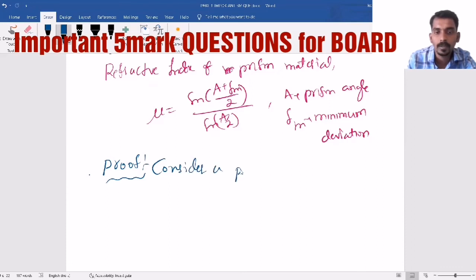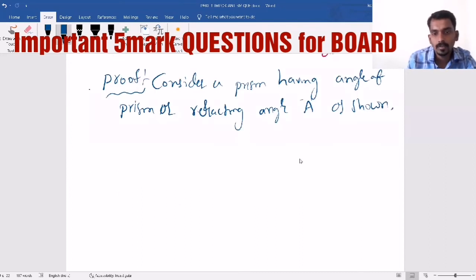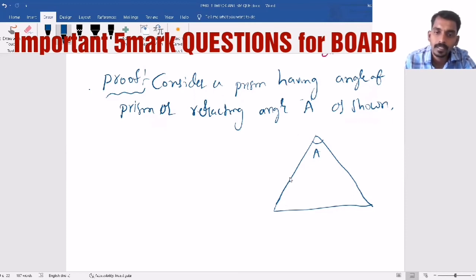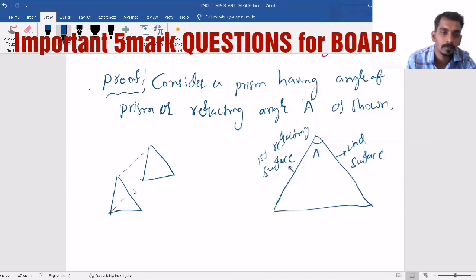Now the very first thing is, consider a prism having angle of prism or refracting angle A as shown. Now there is a prism and this is the angle of prism. This is the first refracting surface. Similarly, this is the second surface. Now you can also draw like this. See, the actual diagram will be like this. So this is the prism.